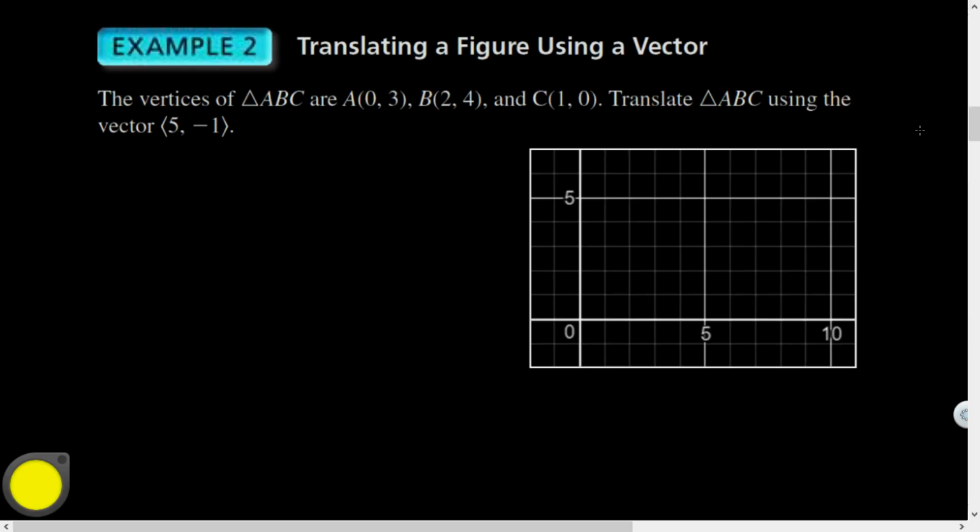So let's see. The vertices of triangle ABC are as follows. Let's graph it. I conveniently have a pre-made grid here. Thanks, past self. Point A is 0, 3: so 0 left or right, move up 3. Here is point A. B is 2, 4: over 2, up 4. And C is over 1, up 0. And so there's my original.